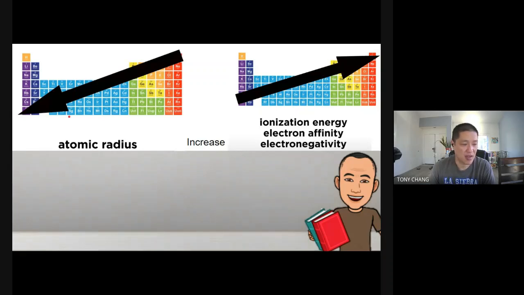Mr. Cheng, you just said that. I know. Over and over again. It's called repetition. Atomic radius increases as you move left, down. That's all you have to memorize.